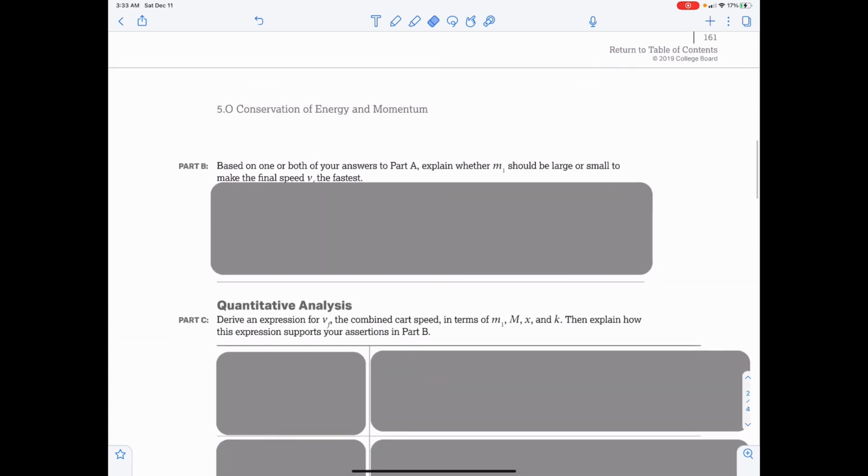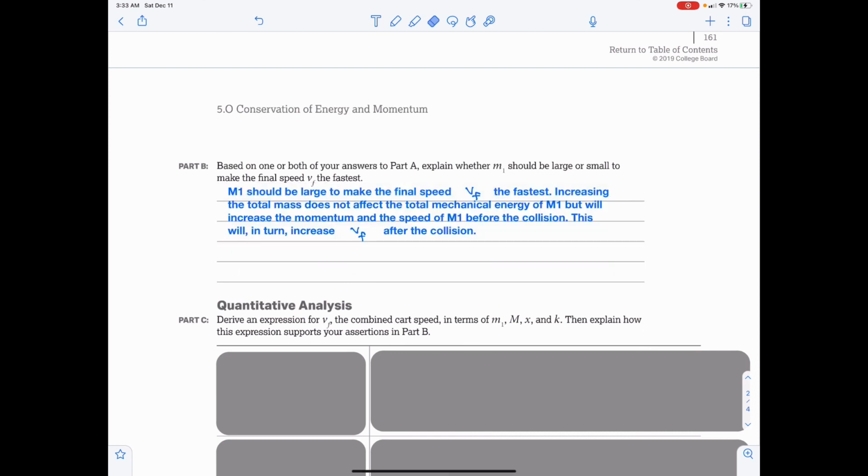Part B: based on one or both of your answers in Part A, explain whether M1 should be large or small to make the final speed v final the fastest. M1 should be large to make the final speed v final the fastest. Increasing the mass does not affect the total mechanical energy of M1, but it will increase the momentum and the speed before the collision. If the momentum is increased, the speed v final after the collision will be increased.